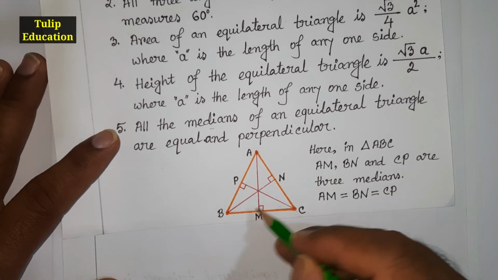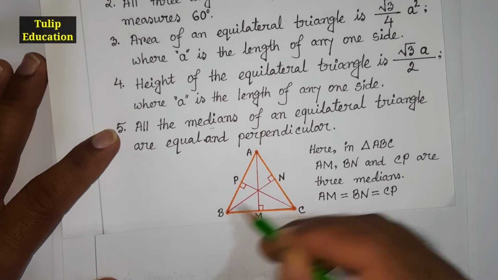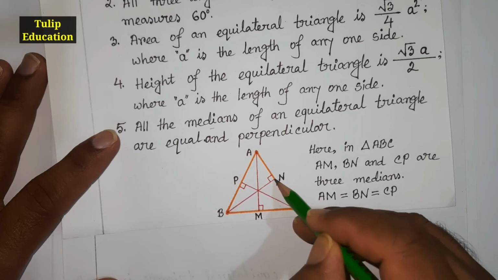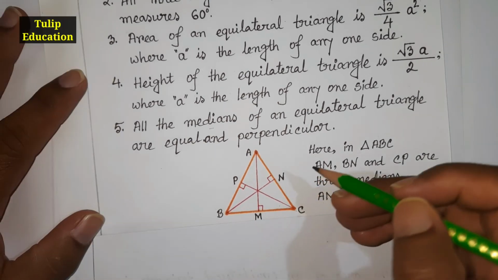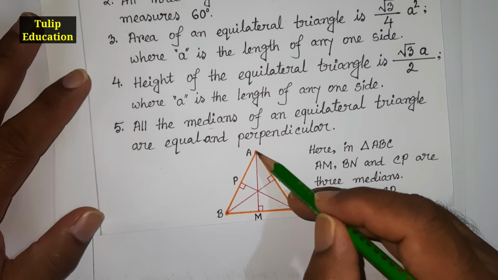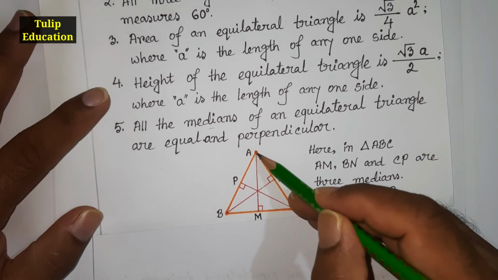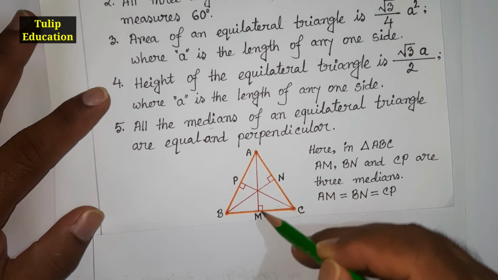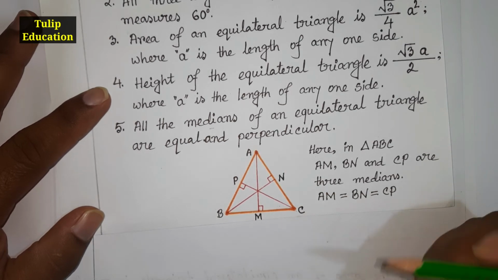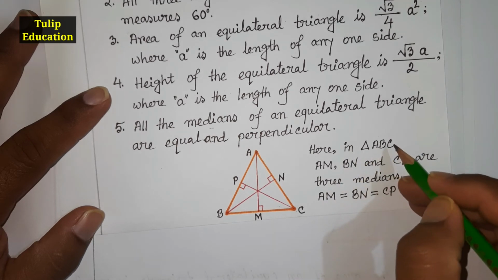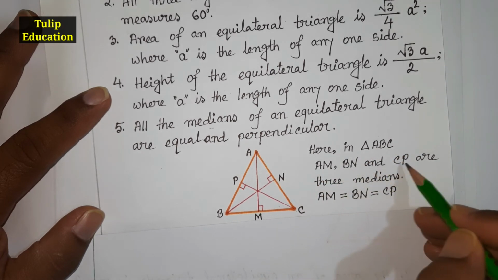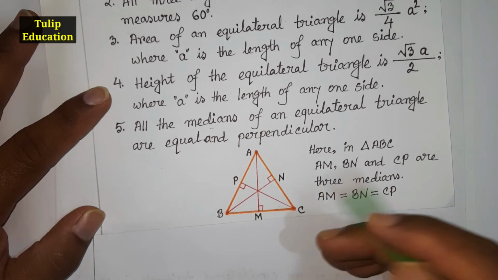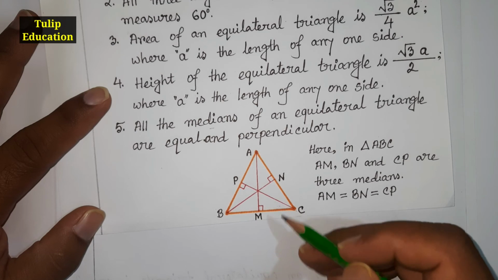In a similar way, this is a vertex and N is the midpoint of AC. So when we join B and N, we get another median. And when we draw another line from A to M, we get another median, because A is a vertex here and M is the midpoint of BC. So here in ABC, AM, BN and CP are three medians. AM, BN and CP are the medians and they are equal.